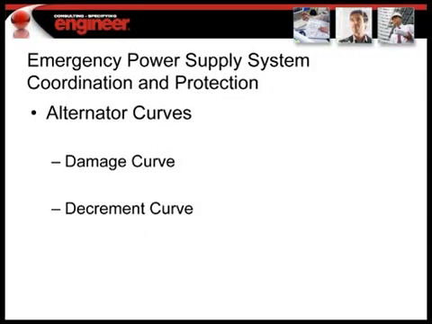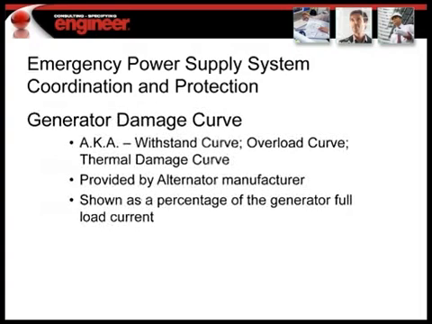Okay, so there are two curves that are important when you look at coordination with the generator: the damage curve and the decrement curve. The damage curve is the first one we'll look at. There are a lot of different names for it. You can call it the withstand curve, the overload curve, or the thermal damage curve. This curve is available from the manufacturers. When you get the alternator data sheet, you can ask for this information. The damage and the decrement curves are both available from the manufacturer, and then you have to model it and coordinate around it. So they can provide it.